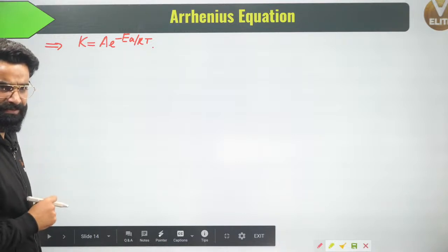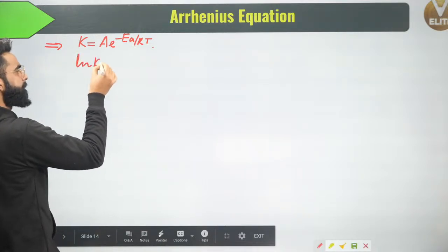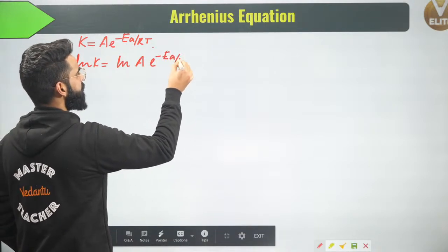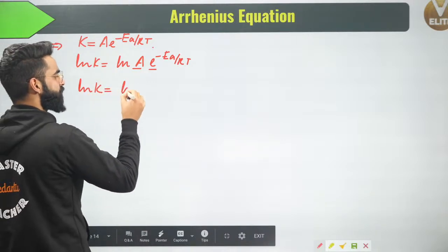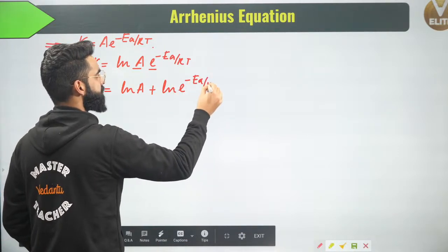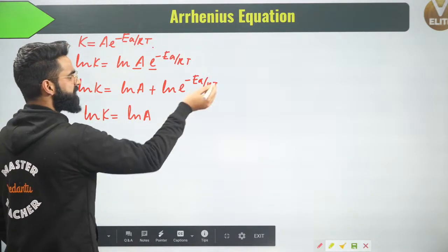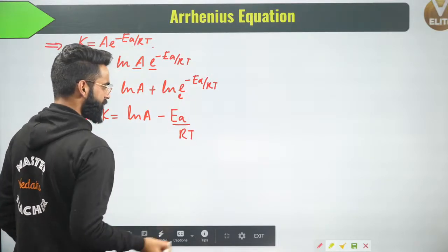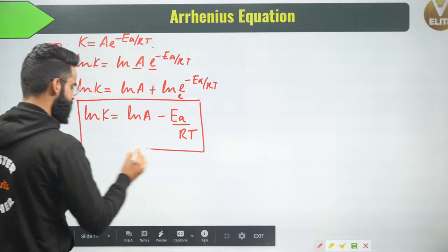Now what I'll be doing right here is multiplying throughout by ln. It's going to be ln K is equal to ln of A e to the power minus Ea divided by RT. Now it's ln of M into N. That is simply going to be, by using normal mathematics, ln A plus ln of e to the power minus Ea divided by RT. So it's simply going to be ln K is equal to ln A minus Ea divided by RT, since ln of e to the base e is 1. This is the first form of the Arrhenius equation which I got.